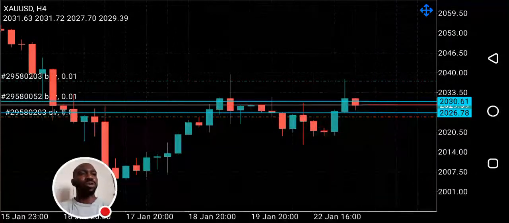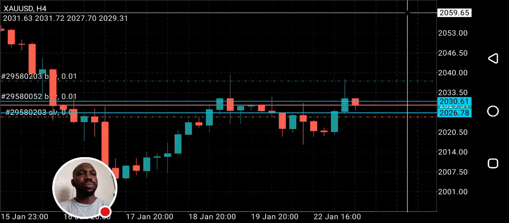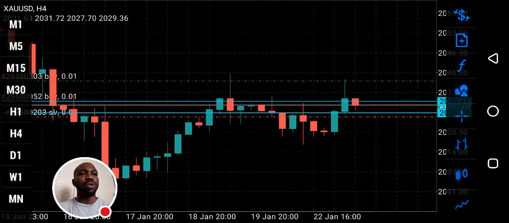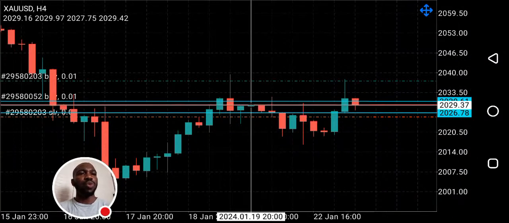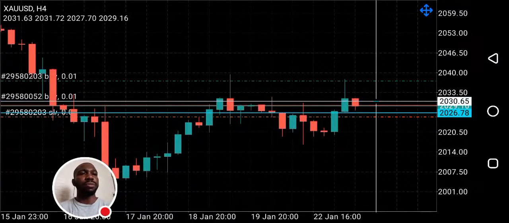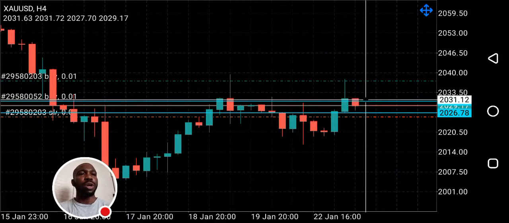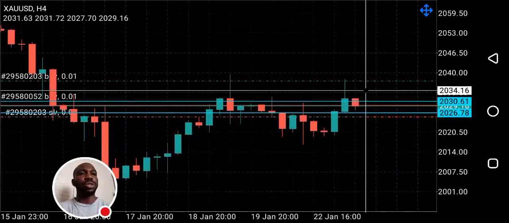But the institution will do the opposite of what retail traders will do. So if you have not entered buy on gold, you could patiently wait for 1 hour or 15 minutes to close above this level. If you are not buying gold at the moment, wait for a 1 hour or 15 minutes candle to close above this level before you execute a buy trade.